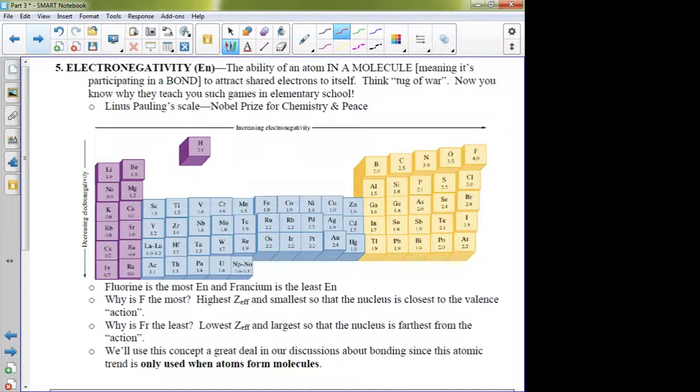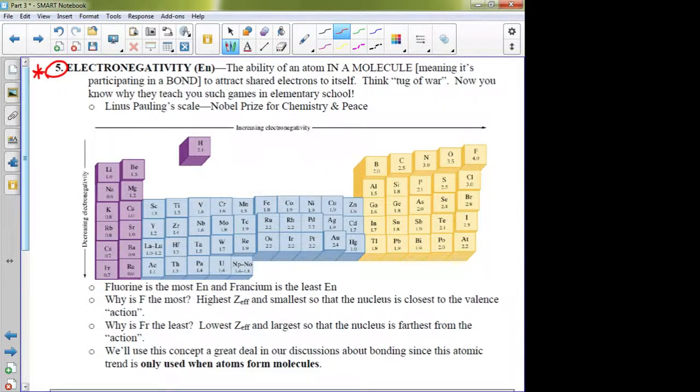So let's move on to number 5. Now, 5 is very important that you understand for the next unit. We're going to start talking about bonding, our favorite. Yay! Covalent and ionic and metallic. We get excited. Or not. It's okay. All right. Well, I'm going to get excited.